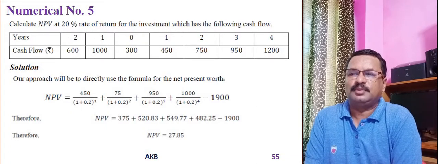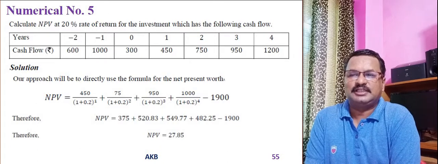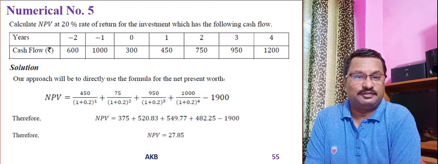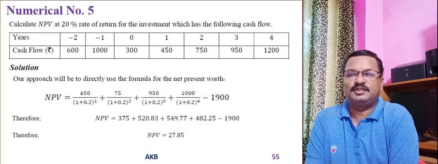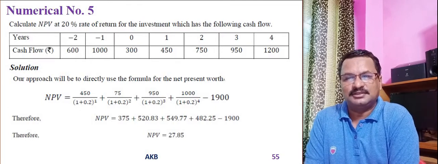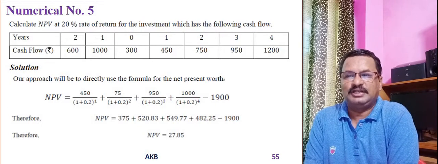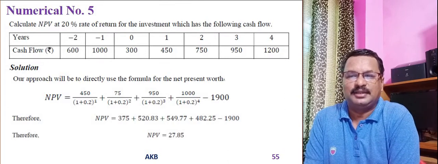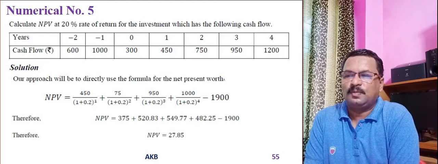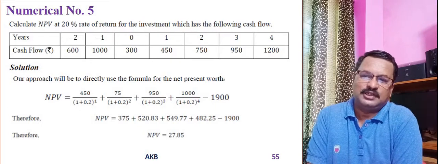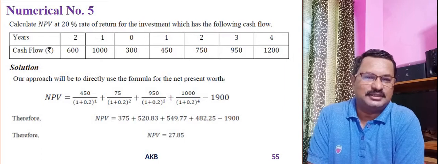Okay, so the present value for the second cash flow is 750 divided by (1 plus 0.2) raised to 2. It is not 75. That is by mistake. So it is 750. The value that I have written is correct. So the present worth of 750 with a 20% interest rate is 520.83. That is correct. So in this way, the net present value for this particular project is 27.85.